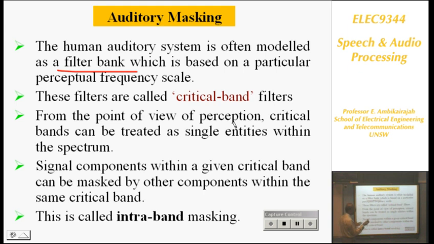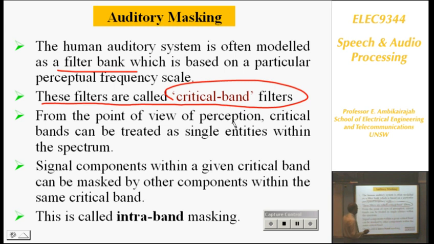Now, normally for music and speech applications, you will use the Bark scale. So the center frequencies are organized logarithmically, and also the bandwidth: a smaller bandwidth at low frequency and a larger bandwidth at high frequency. Your filters are set up like that. These filters are called critical band filters, and they have a particular bandwidth as well.